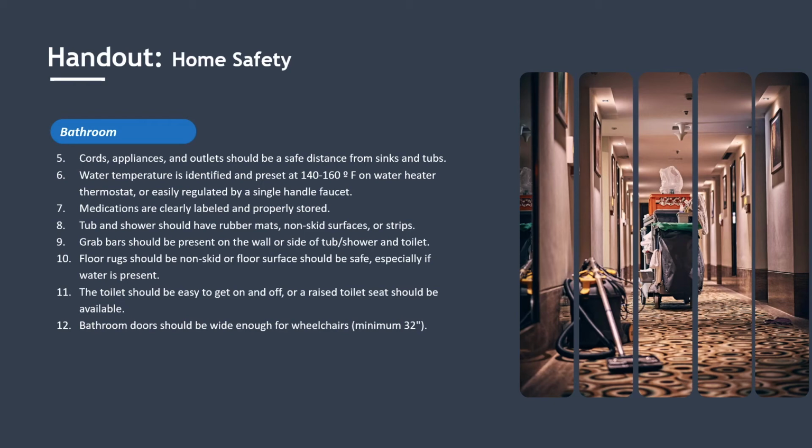Medications should be clearly labeled and properly stored. The tub and shower should have rubber mats, non-skid surfaces, or strips. Grab bars should be present on the wall or the side of the tub, shower, and toilet. Floor rugs should be non-skid, or the floor surface should be safe, especially if water is present. The toilet should be easy to get on and off, or a raised toilet seat should be available. Bathroom doors should be wide enough for a wheelchair, a minimum of 32 inches.